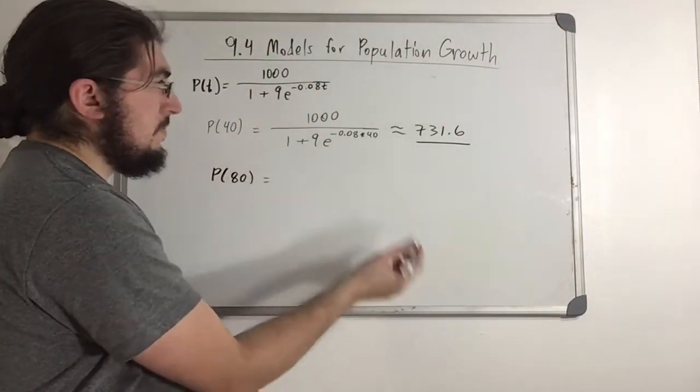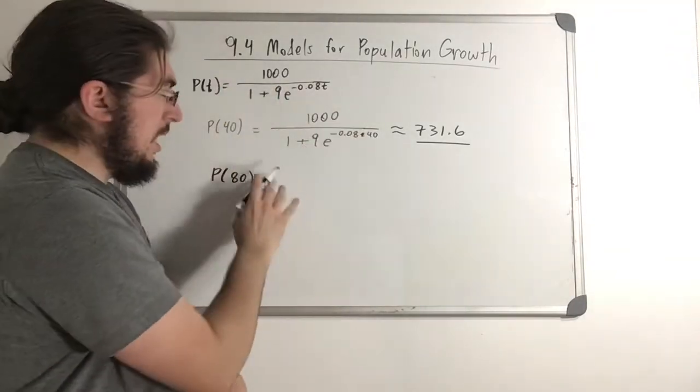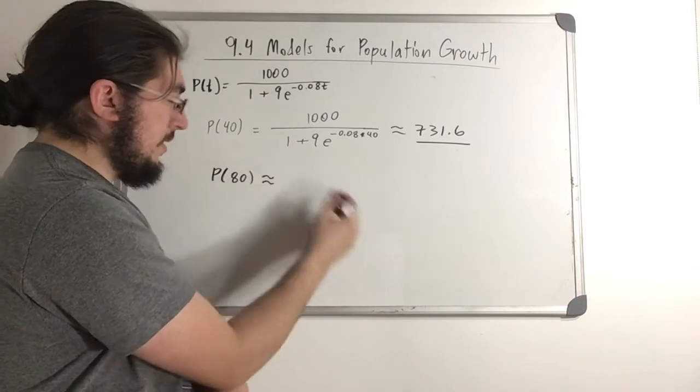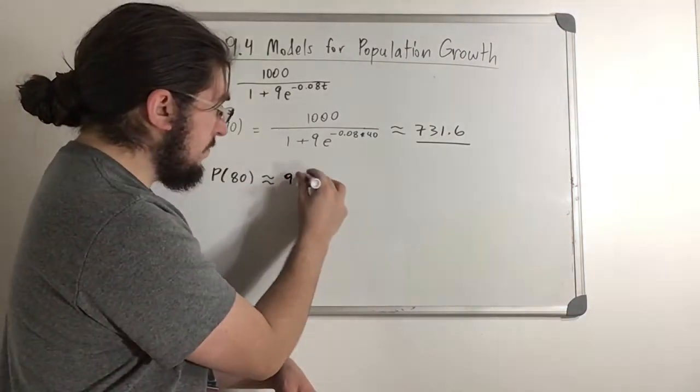Okay, so what about P of 80? Well, P of 80, again, similar thing, you're going to plug it into this. So without me even writing it out, just using my calculator, I got 985.3 if you round.